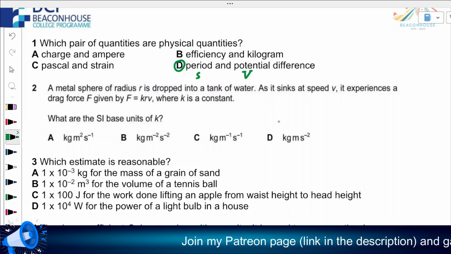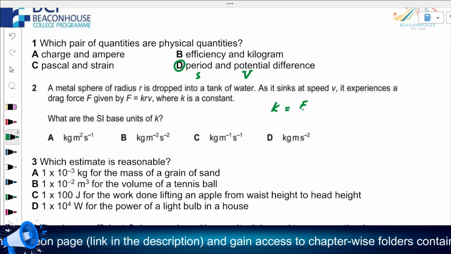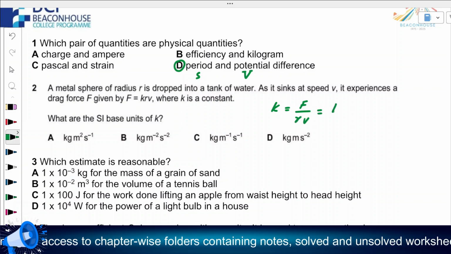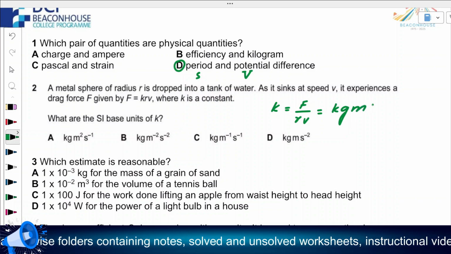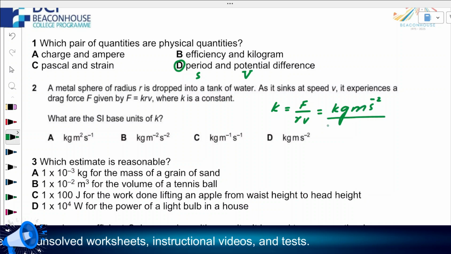Alright, then we have the next one. We need to find the SI base units of k. k equals F over rv. Then we insert the base units of these quantities. Force is kg m s^-2. If some of you could remember, we had a similar question in paper 2 also.